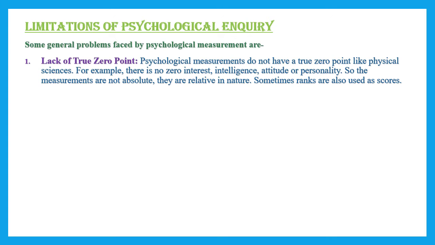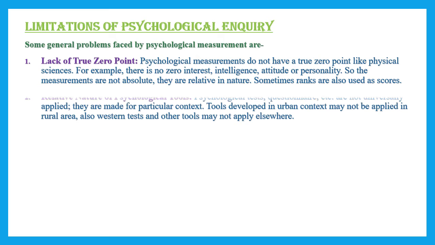So out of 50, suppose the first rank holder might score 48 and the second 47 and the third 40. As you can see, the difference between the first and the second rank holder is not the same as is the case between second and the third rank holders. So this also illustrates the relative nature of psychological measurement. Okay. Second, it is the relative nature of psychological tools. That means psychological tests are developed keeping in view the salient features of a particular context.